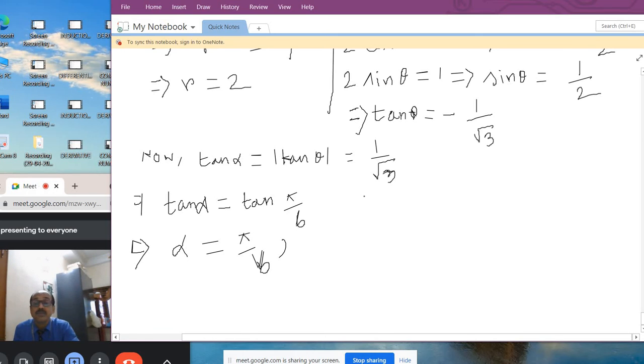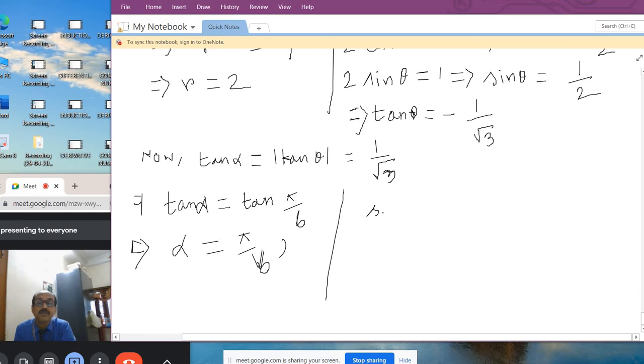Now, in which quadrant does theta lie? Since the question is minus root 3 plus i, x is negative, y is positive, which is the second quadrant. And sin theta is half and cos theta is negative. In the second quadrant sin is positive, cos is negative.